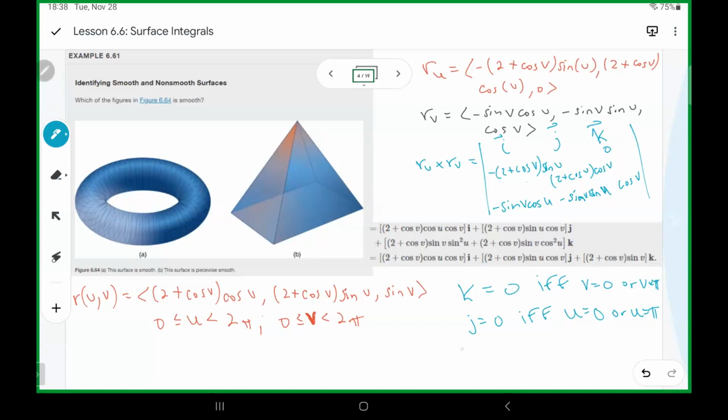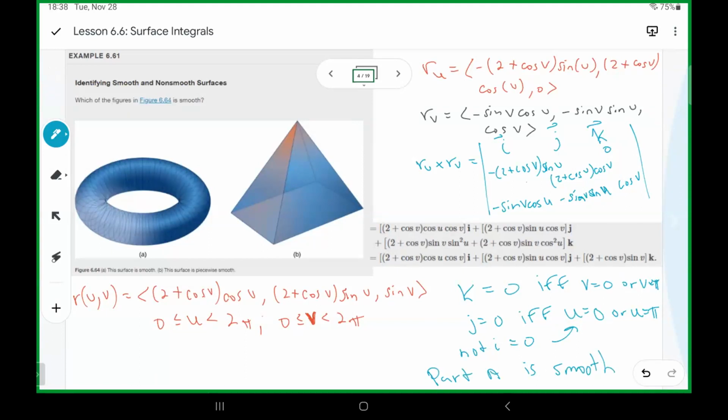So, not equal to 0 for these U's. So, Part A is smooth. Notice the corresponding surface has no sharp corners.